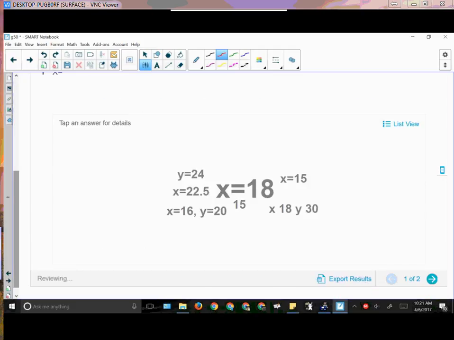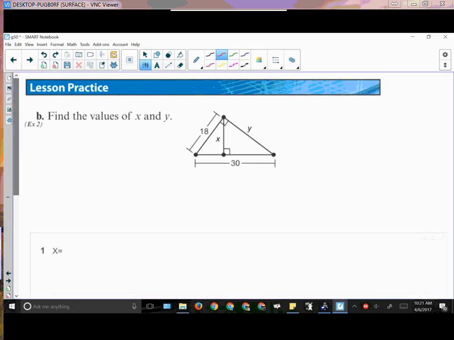All right, so we got the answers there. First one was supposed to be X, not Y, X. So we got X is equal to 18. Well, let's see if we can verify. So we got one triangle here, the large one.